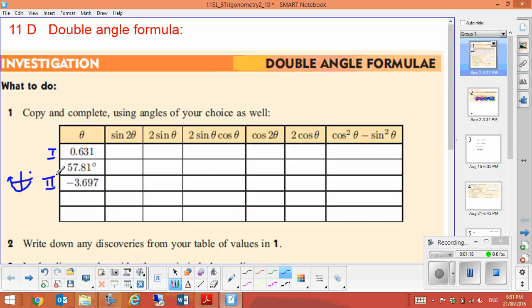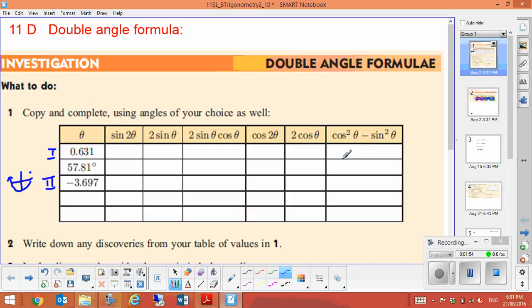Alright, so if this is theta, we're taking sine of 2 theta, that means we're taking sine of 2 times 0.631. So what I'd like you to do is pause the video, use your calculator, and calculate sine of 2 times that angle, then 2 lots of sine of the angle, then sine of the angle times cos of the angle, then cos of double the angle, then 2 times cos of the angle, and then cos squared of the angle minus sine squared of the angle.